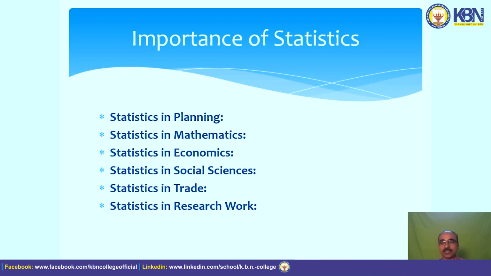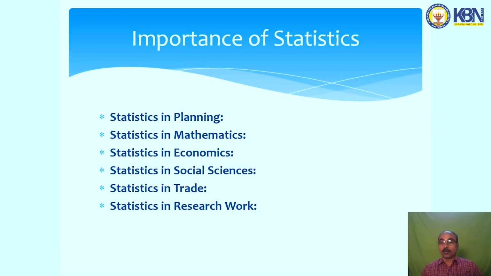Last one, statistics in research work. What is the job of research work? The job of research work is to present the result of the research before the community. Whoever is in need of research, the effect of a variable on a particular problem. What is a variable? The changing environment, the changing attitude, the changing phenomenon is called a variable.